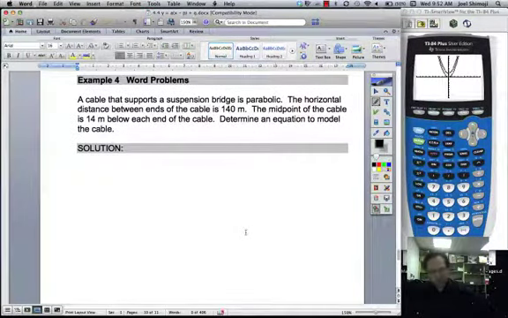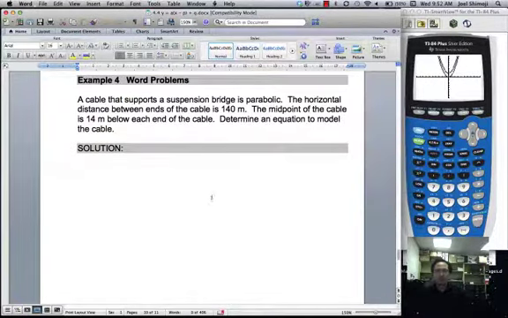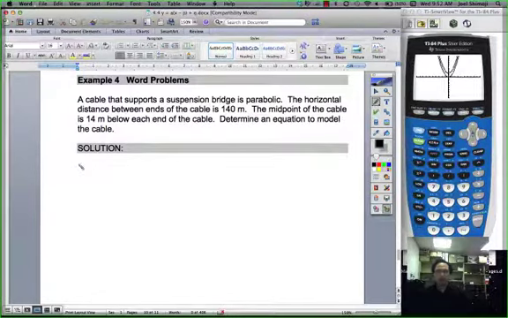Okay, you know, for these ones I recommend that you draw a picture for sure because there's a little bit of a problem here. So a cable that supports a bridge is parabolic. Okay, so there's the cable here. The horizontal distance between the ends of the cable is 140 meters. Okay, so we'll put the 140 here and here. And the midpoint of the cable is 14 meters below.